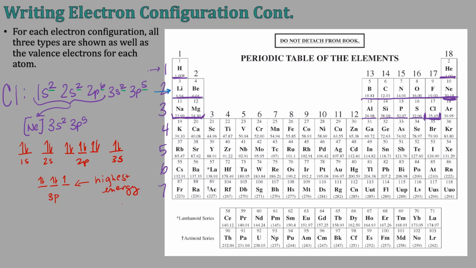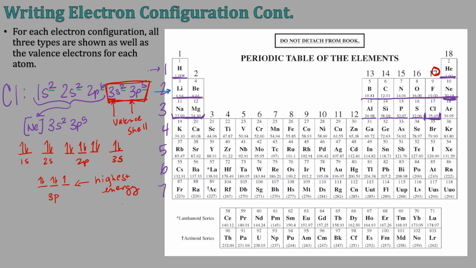All right, so I want to look at the valence electrons for this. So the valence shell for chlorine is the 3rd shell. And we know that chlorine has 7 valence electrons, and they're in the 3rd energy shell. So these are the valence electrons for chlorine, because this is the biggest number. So it's the valence shell.